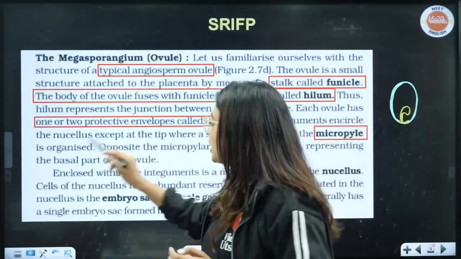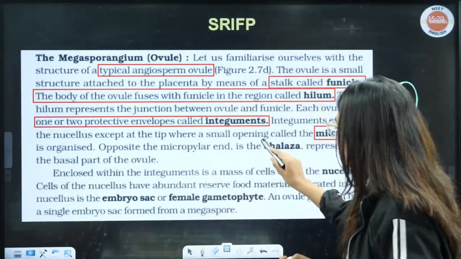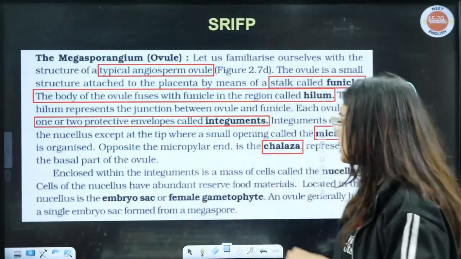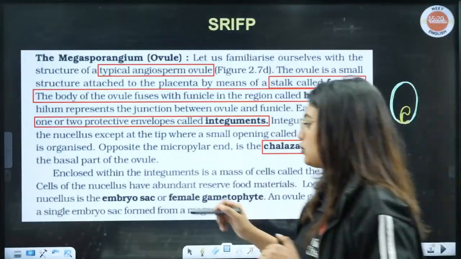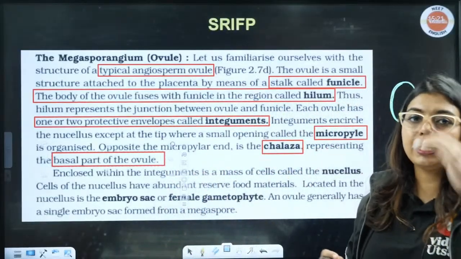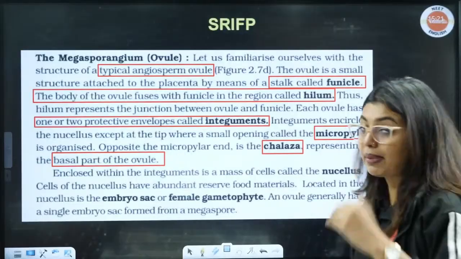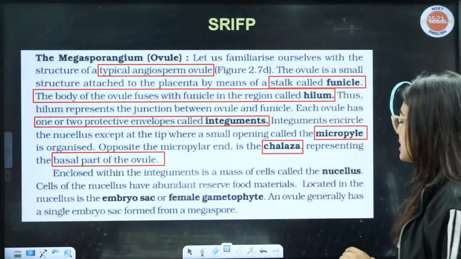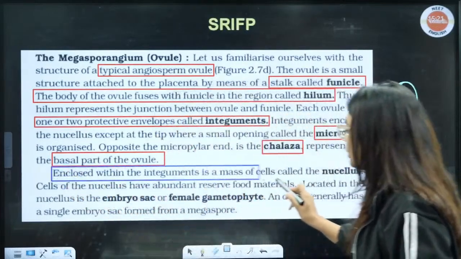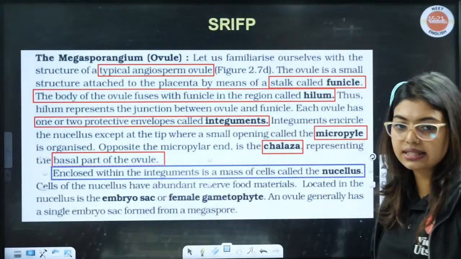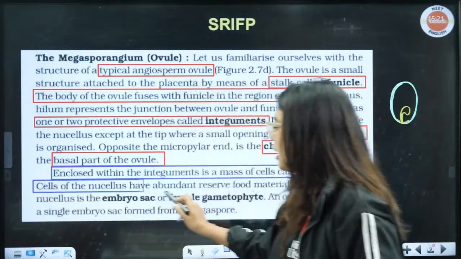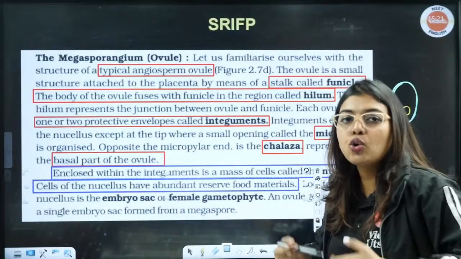There's a small opening where the integuments are absent, that is called the micropyle. Opposite the micropylar end is the chalazal end, representing the basal part of the ovule. So, who represents the basal part of the ovule? The chalazal end. So the micropylar end is the top and the chalazal end is the basal part. Enclosed within the integuments is a mass of cells called the nucellus. Now, cells of the nucellus have abundant food reserve. Why, students? Because they are the ones providing the nourishment.